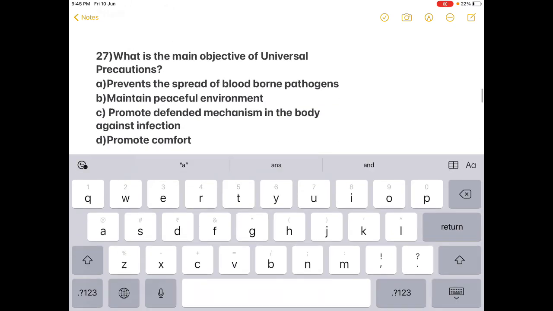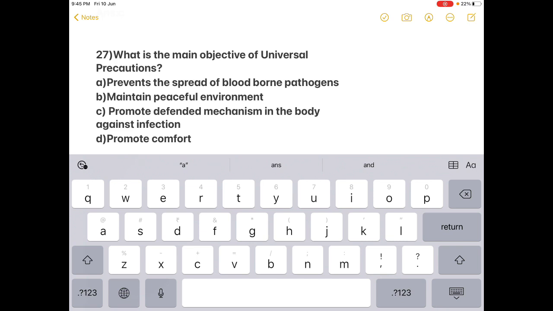Next question. What is the main objective of universal precautions? Option A prevent the spread of blood-borne pathogens, option B maintain peaceful environment, option C promote defense mechanism in the body against infection, option D promote comfort. The main objective of universal precautions, correct answer here is A, prevent the spread of blood-borne pathogens.